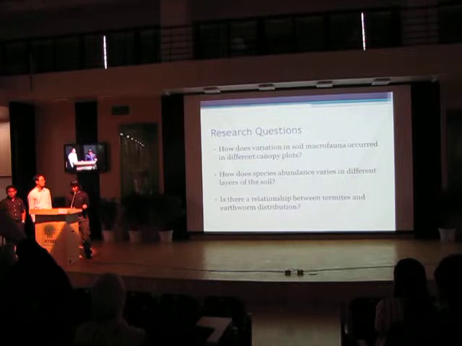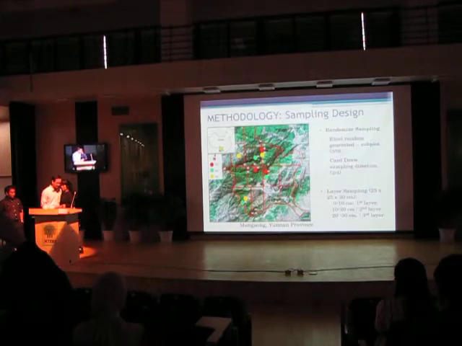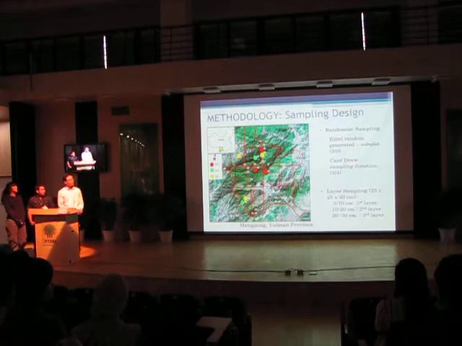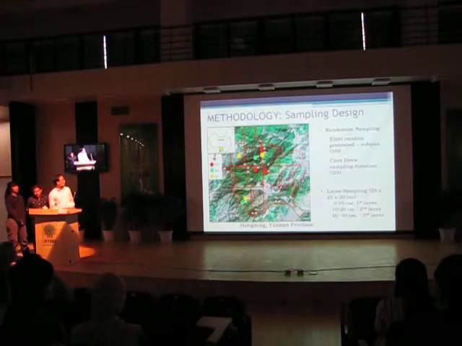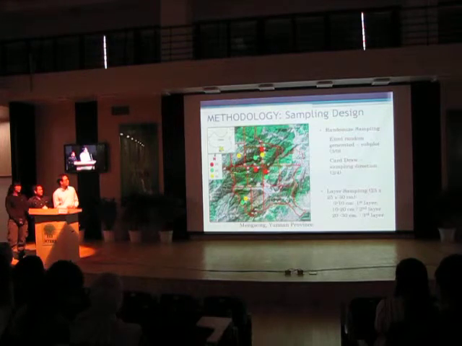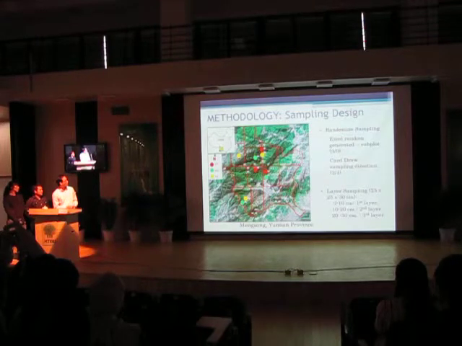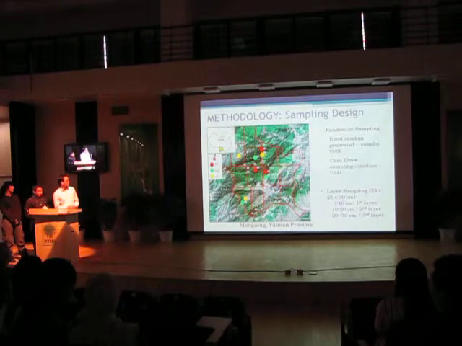So the method. We conducted our study in the Mekong, the library. We selected 9 plots in the Bloom Nature Research here. The red dot stands for the closed canopy, the green one stands for the open canopy, and the yellow stands for the open land.